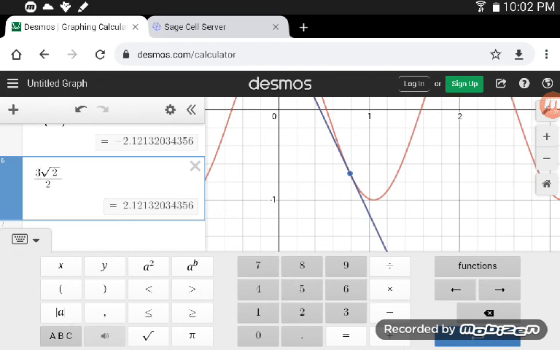So, there we go. We checked that tangent line and graphed it, and it looks lovely. So that was number 78.